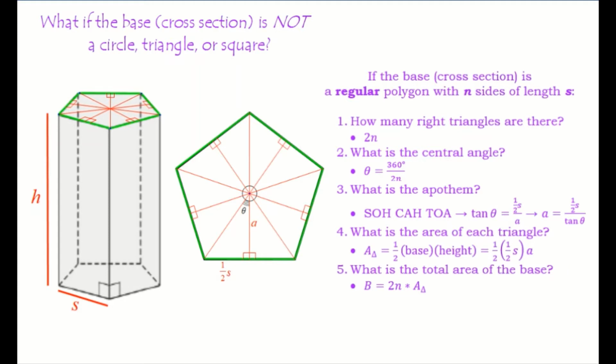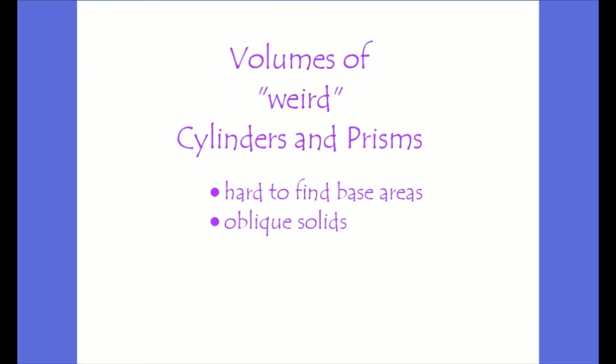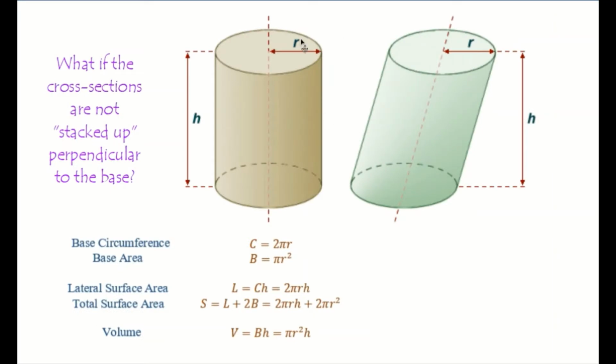So that's how you can find the volume of a prism where the base is not a circle for a cylinder or a triangle or a square, or something easy to find the area of. The second example I had for you, remember going back to my introduction, was oblique solids. So talking about oblique solids, again, you know how to find the surface area and volume of this, but what if this is at an angle? Let me explain. Well, actually, hang on a minute. I've got to go do something real quick.